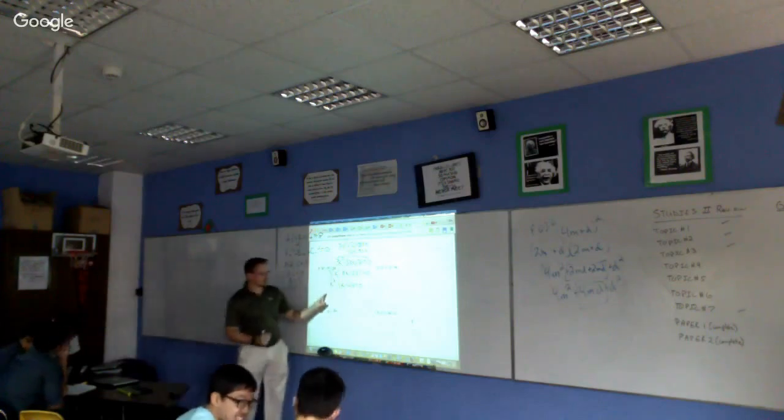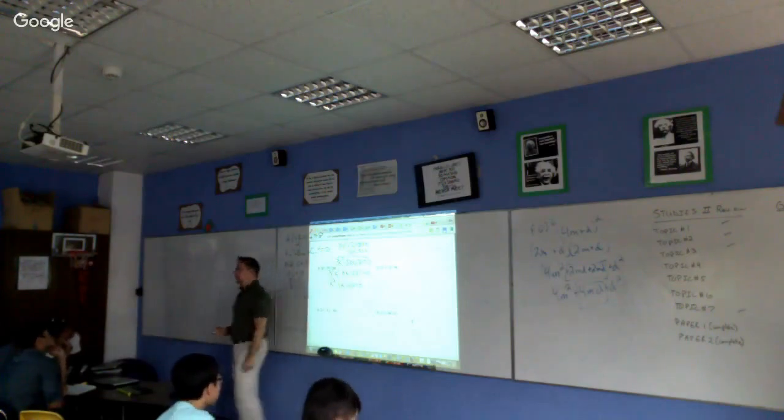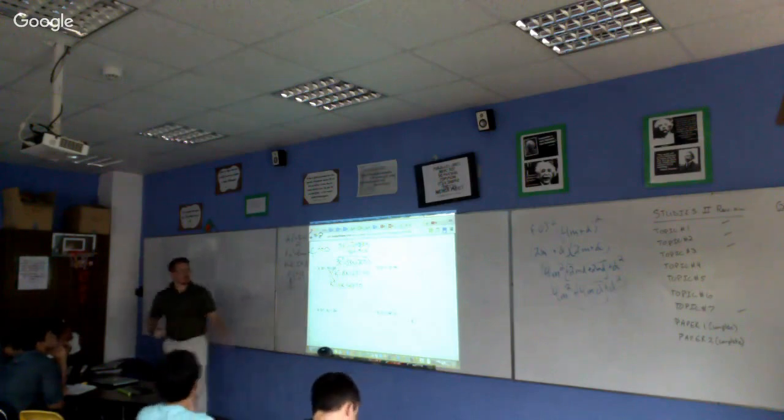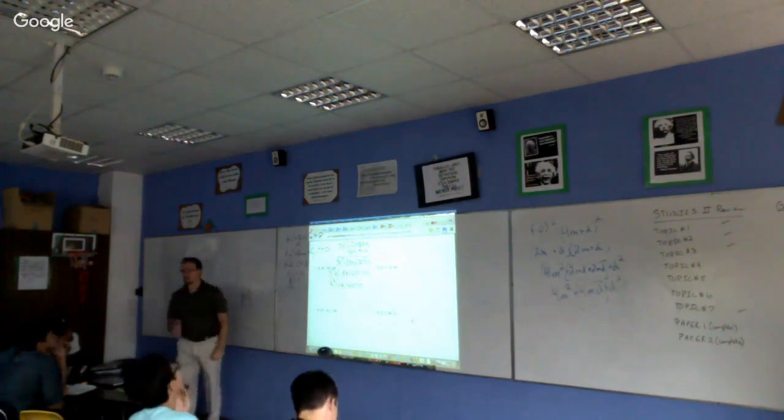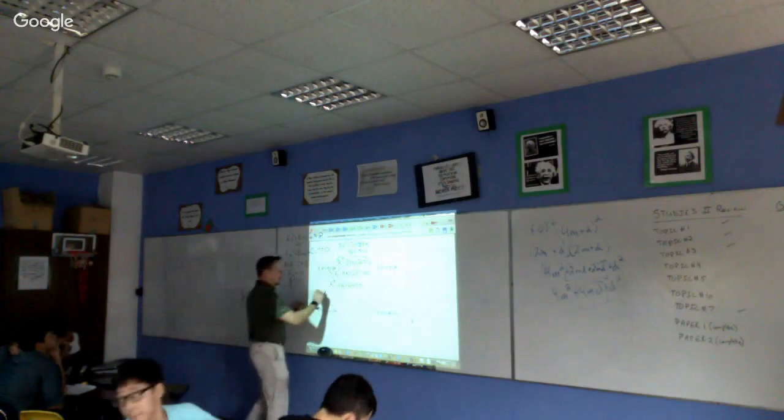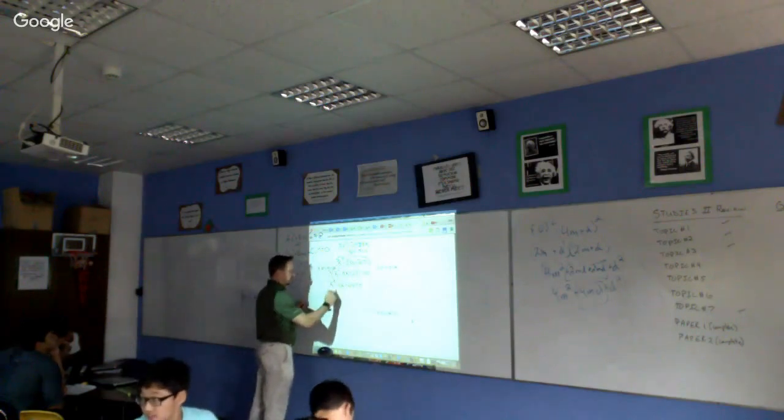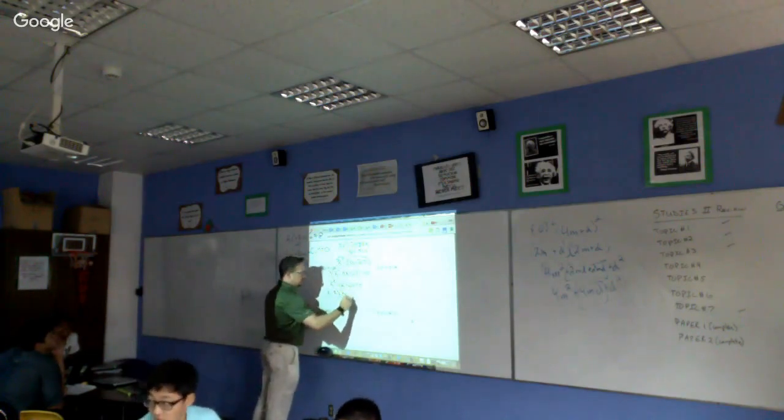Now we've got a leading coefficient of 1. Two numbers that multiply to give me 24 and add together to give me negative 11: negative 8 and negative 3. So it's k minus 8, k minus 3.